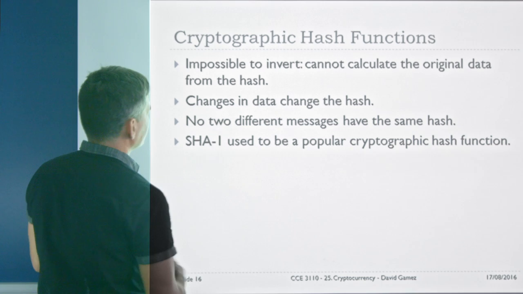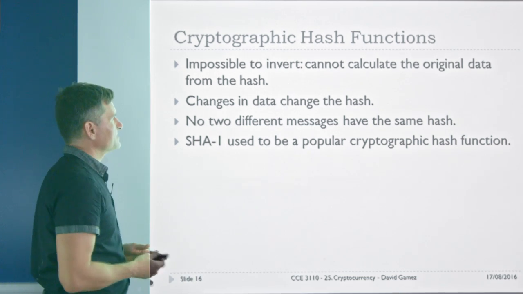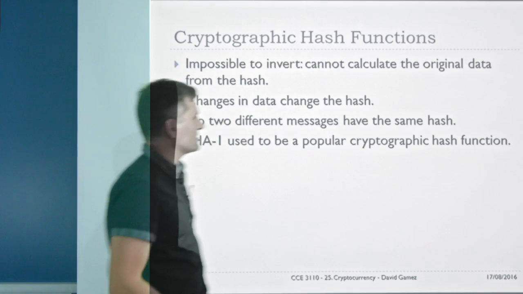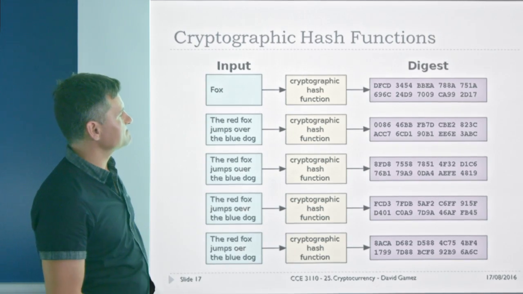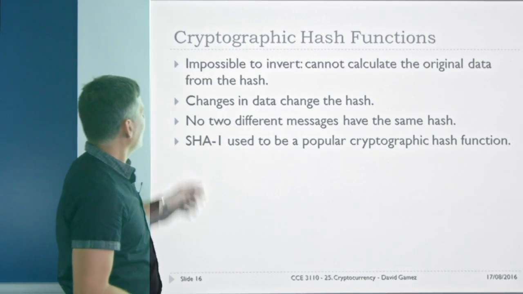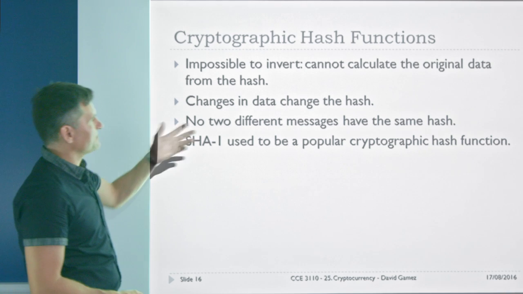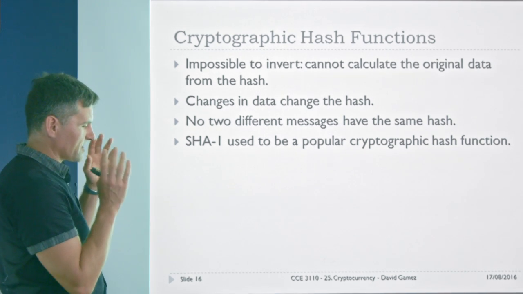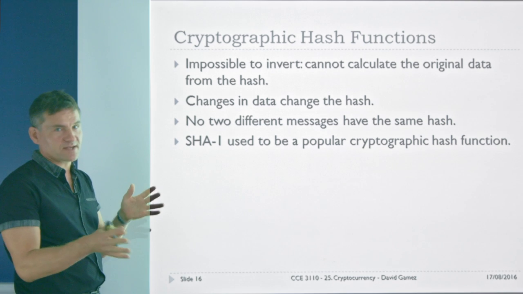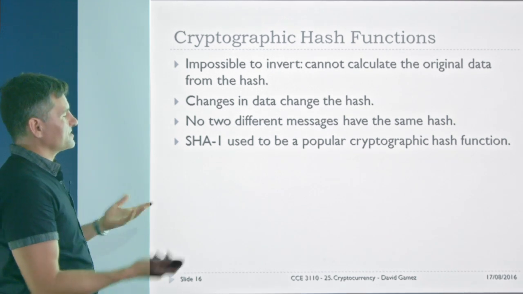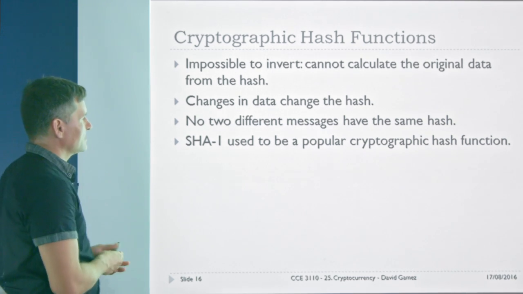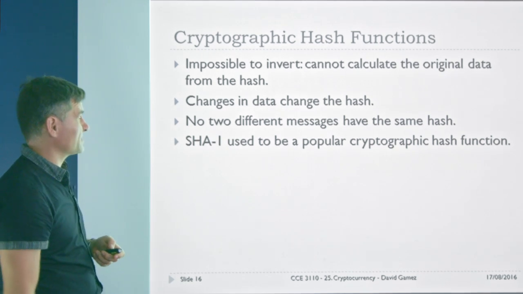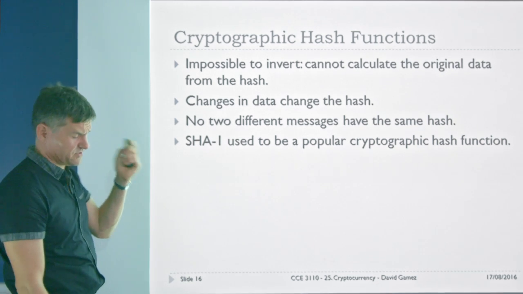Then cryptographic hash functions are a special case of hash functions. They're impossible to invert, so if you know this bit of data, you're not going to be able to find the original data. You can't calculate the original data from the hash. They're very sensitive to changes in the data, so only if the data is identical will you get an identical hash, and no two messages will have the same hash. SHA-1 was a popular cryptographic hash function. I think it's become SHA-256 maybe.